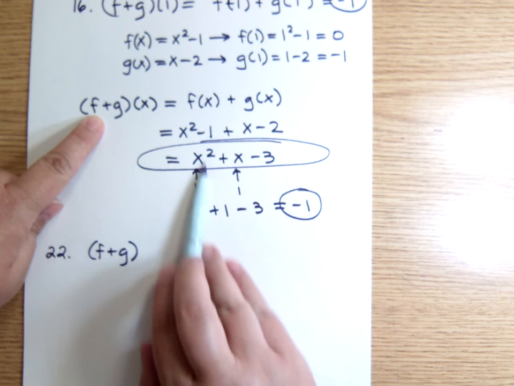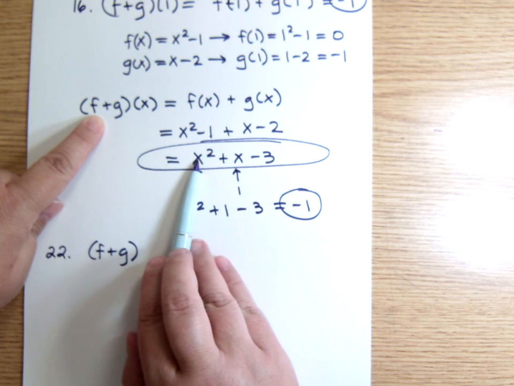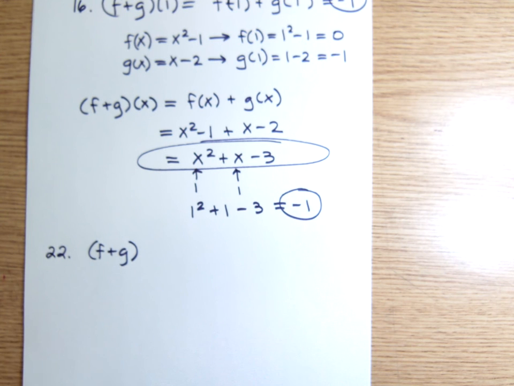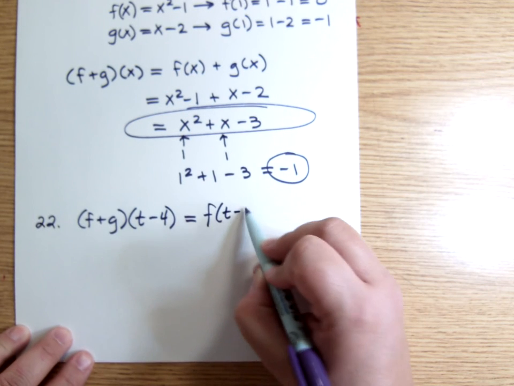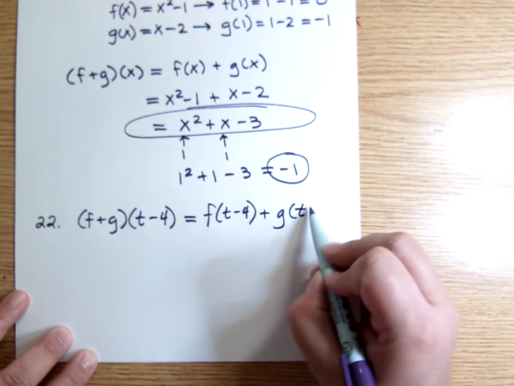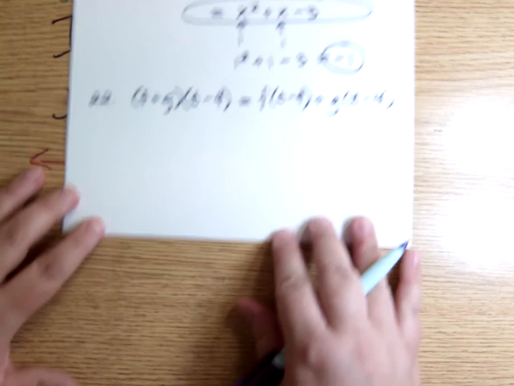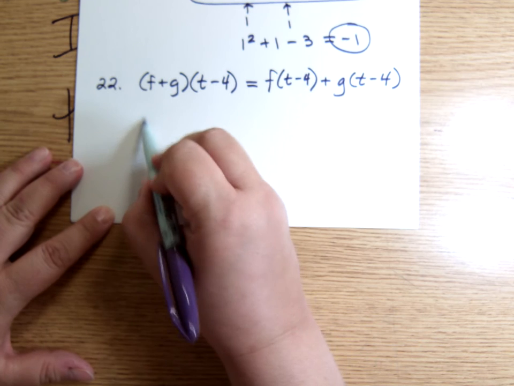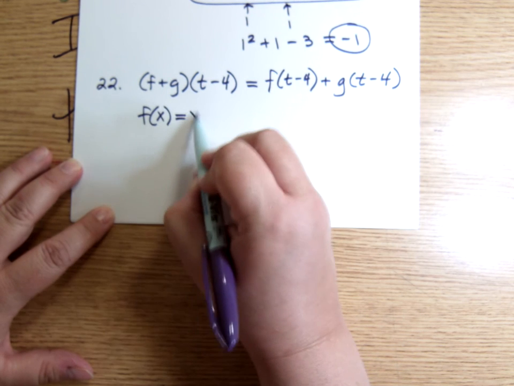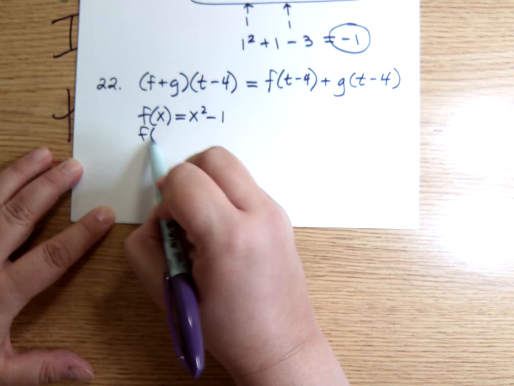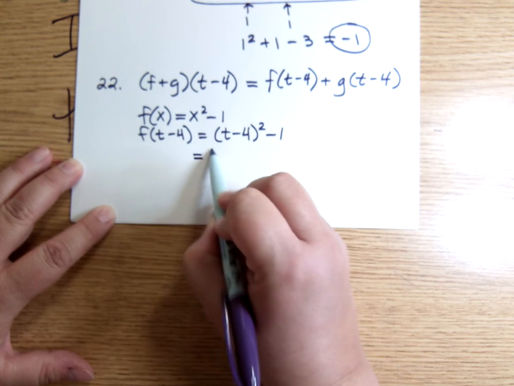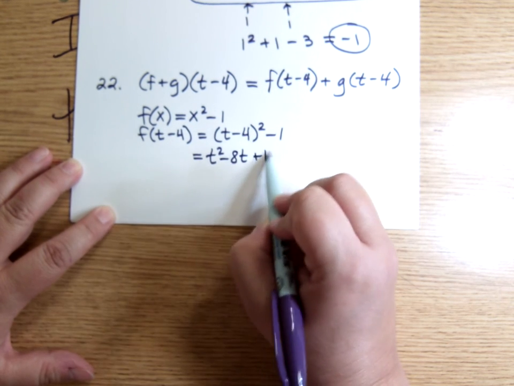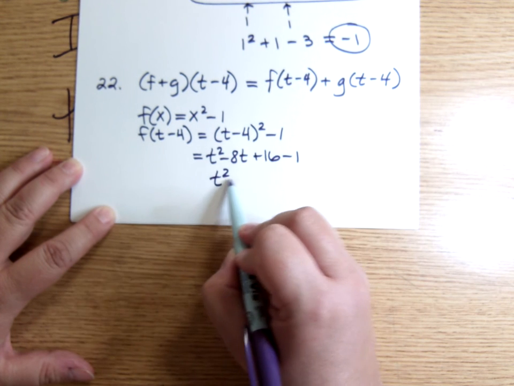Really, still, we could go back and we figured out f plus g is going to equal x squared plus x minus 3. So I could plug in t minus 4 into that and be done. Or I could say, well, that's f of t minus 4 plus g of t minus 4. And I can go plug in t minus 4 into the f function. The f function from the directions again is x squared minus 1. So f of t minus 4 is going to be t minus 4 squared minus 1. That's t squared minus 8t plus 16. Remember to do FOIL.